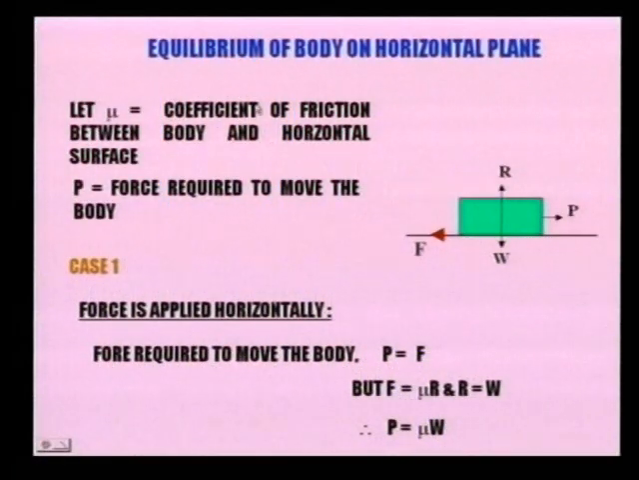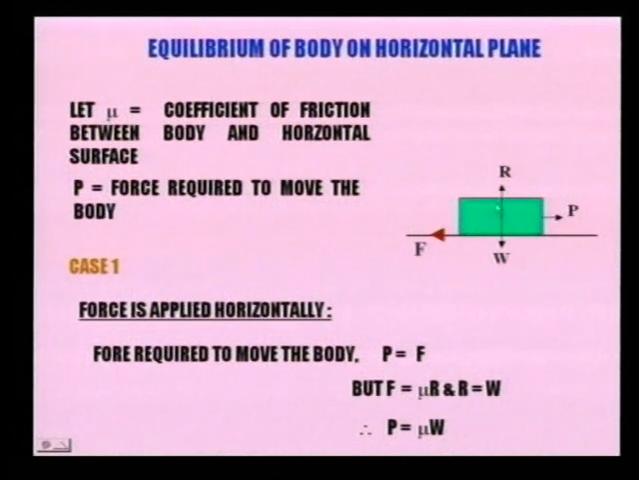Now we will come to the concept of equilibrium of a body on a horizontal plane. If the body is resting on a horizontal plane, several forces are acting on the body. Normal reaction R is always perpendicular to the surface of the ground, and the weight of the body W always acts downward, perpendicular to the ground.